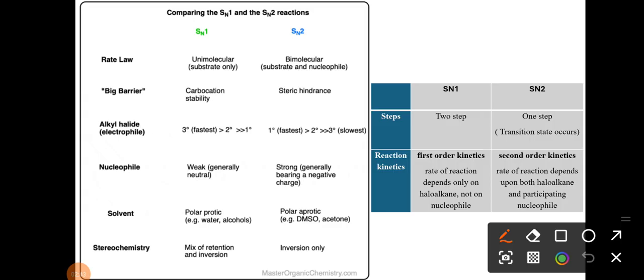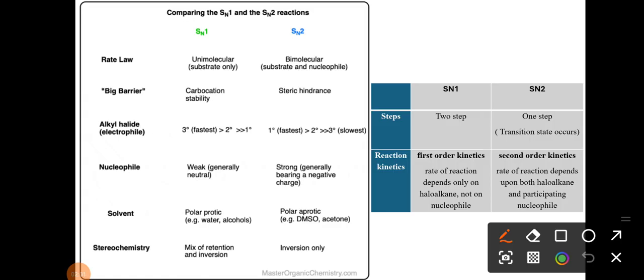Then stereochemistry, right? That is also very important. Most of the times they have asked this: a mix of retention and inversion in the SN1, but in SN2 there is strictly inversion, right? Inversion of configuration in the SN2 reaction. So here are some more points.